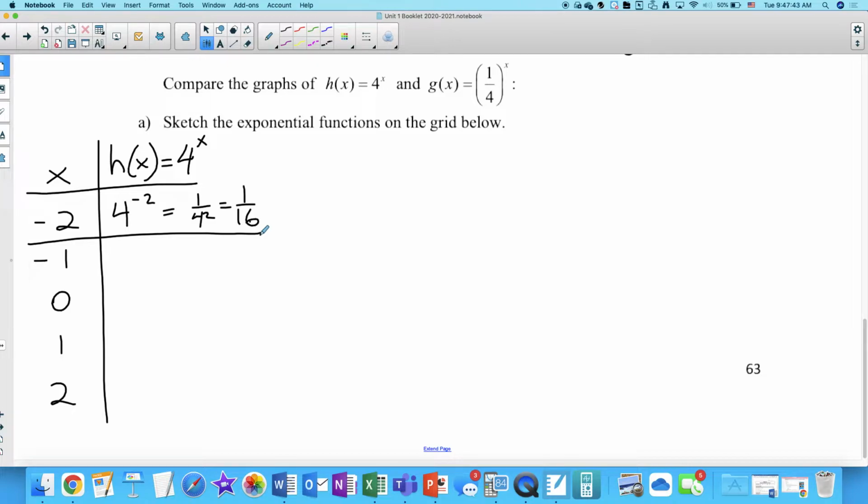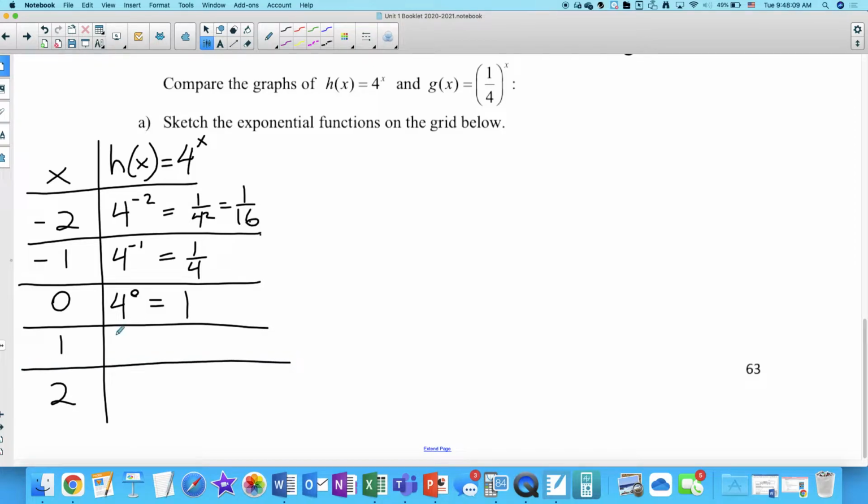4 to the -1. What's the value of that? 1/4. Right. This is 4 to the 0. What's the value of 4 to the 0? 1. And 4 to the 1 is 4. 4 squared is 16.